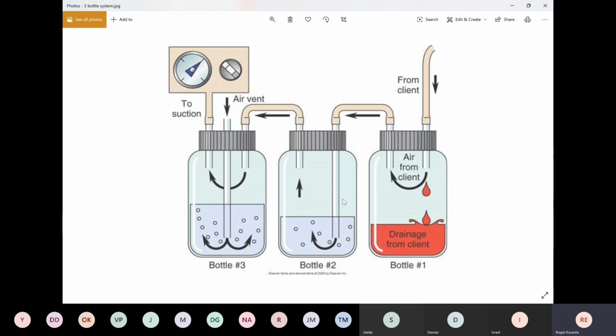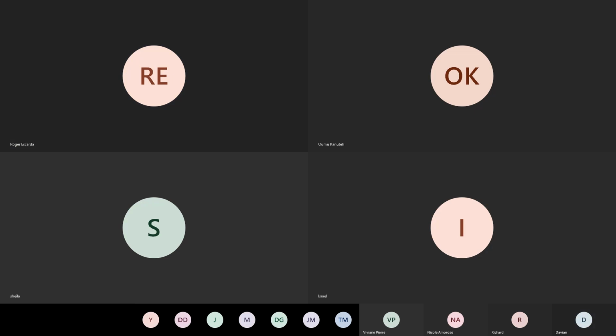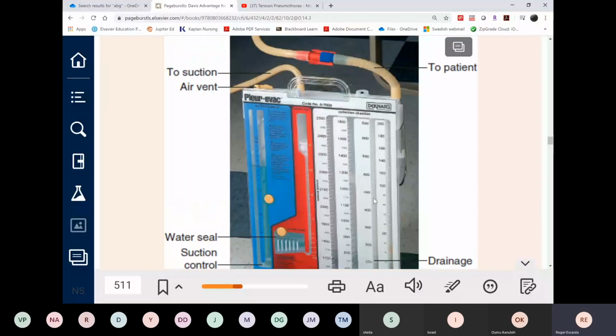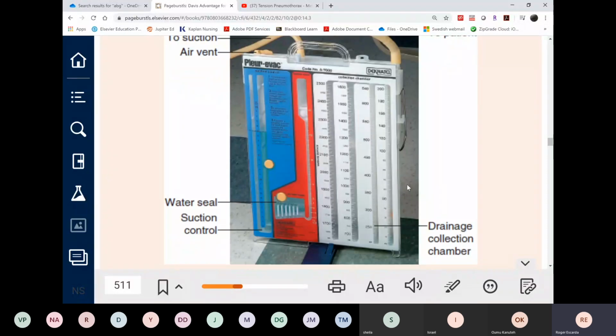Any question on the three bottle system? No. All right, so let's go now to a commercial chest drainage system. So this is the same three bottle system, which now they packaged into a commercial disposable container. Not environmentally friendly, because this thing is disposable. Can't be emptied. This is bottle number one.